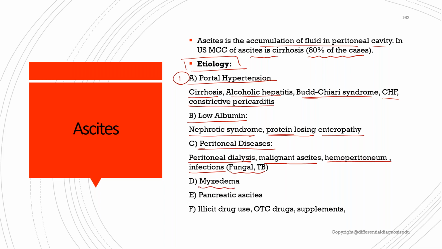Severe myxedema can cause ascites. Pancreatic ascites, which can happen because of severe pancreatitis. And illicit drug use, over-the-counter drugs, and supplements can lead to ascites.